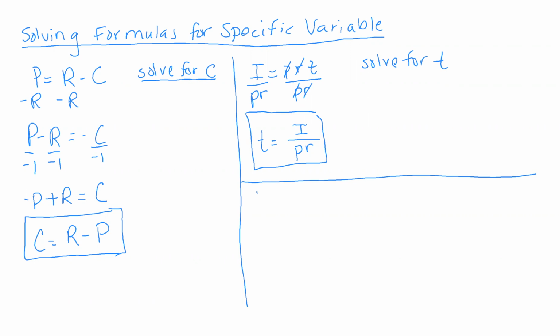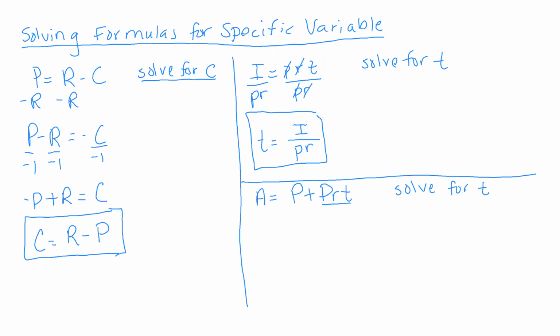So let's say that we have A equals P plus PRT. This is another formula involving interest. If you took, for example, a Math 143 class, you might deal with some finance stuff. You could see this formula. For this particular problem, again, we want to solve for T. Now, the first thing you want to do is isolate the term that contains the variable that you want. We want T, so we need to isolate PRT first.